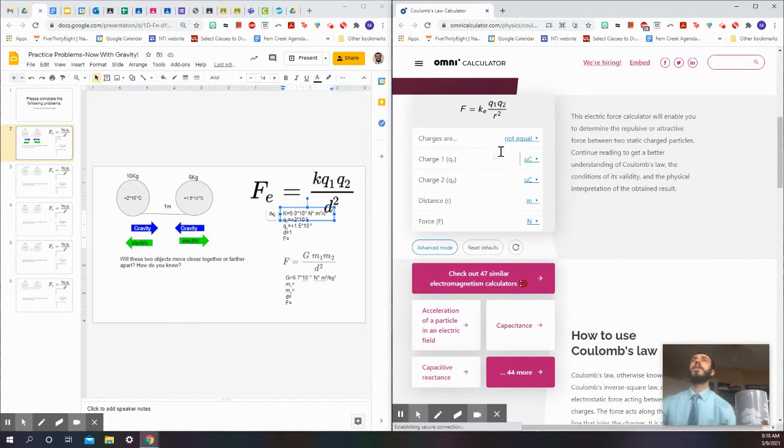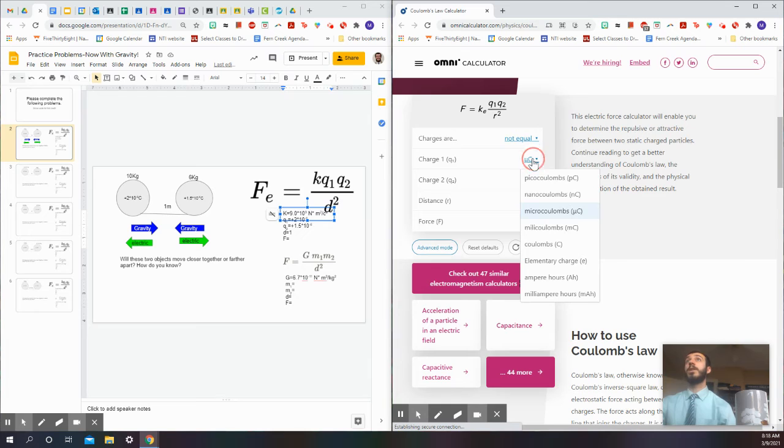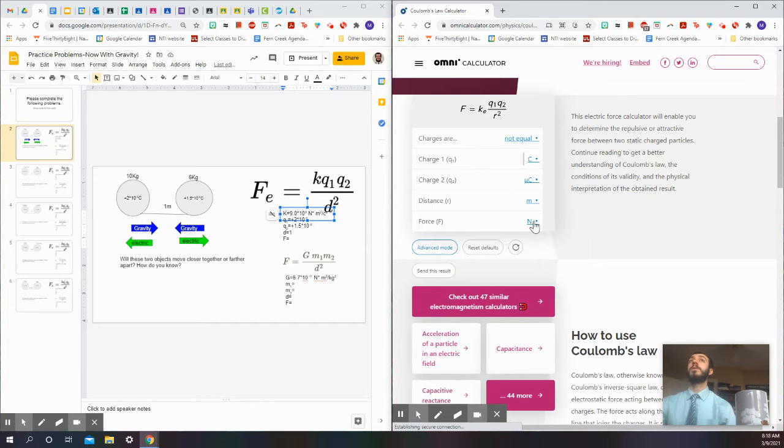All right, so we can plug these all in. I have the charges set to not equal. Now notice that my units are wrong, so I'm going to change them. I'm going to set this to coulombs. My charges are in coulombs, and my distance is in meters. That's going to be important.